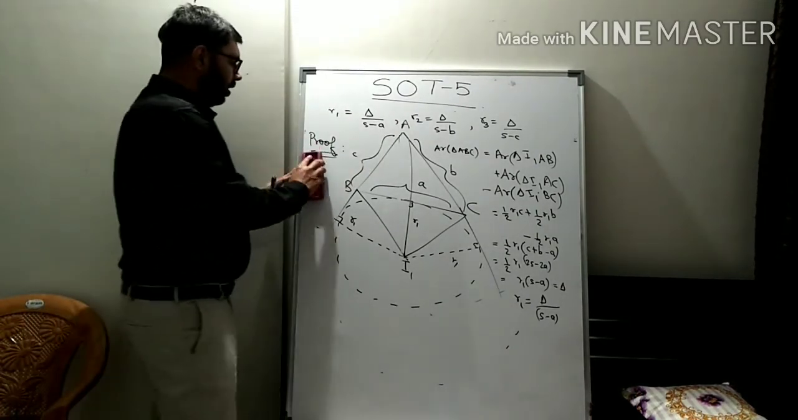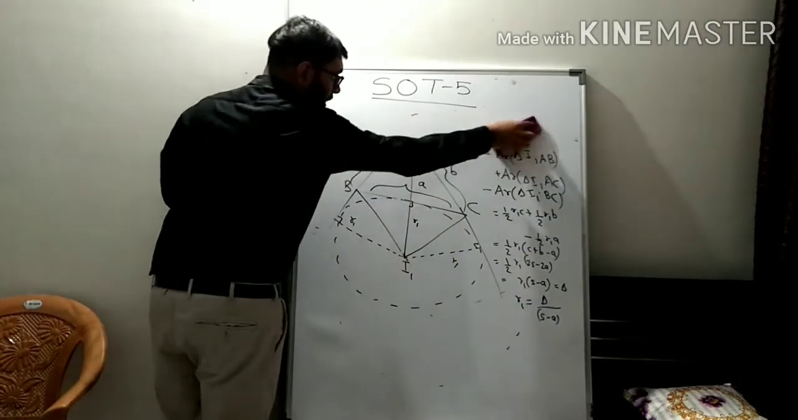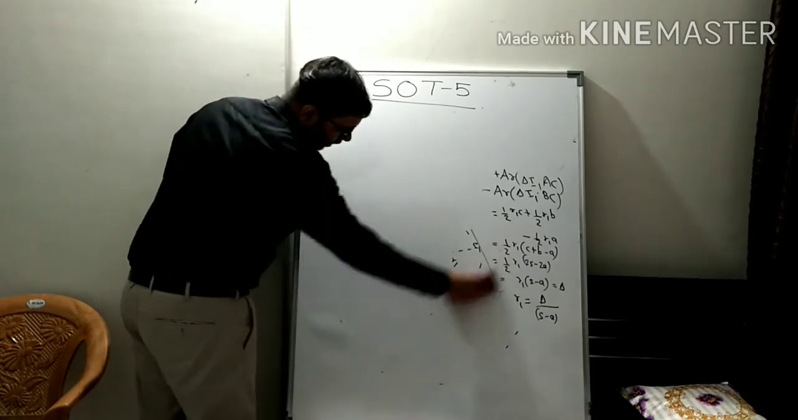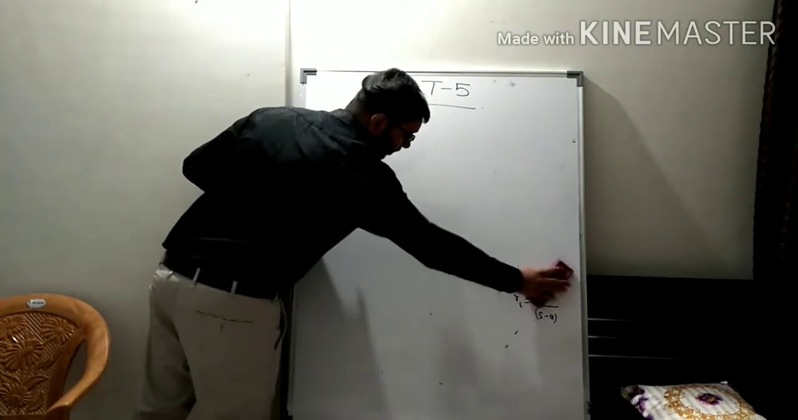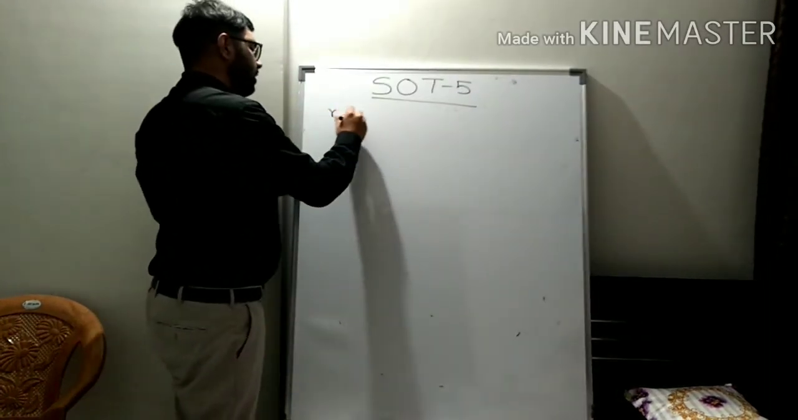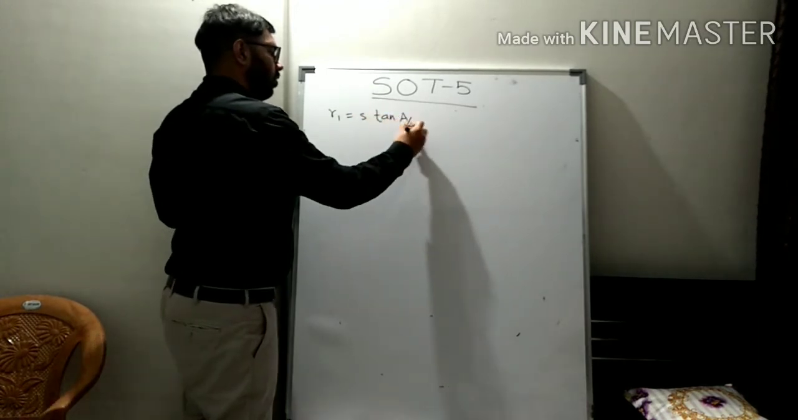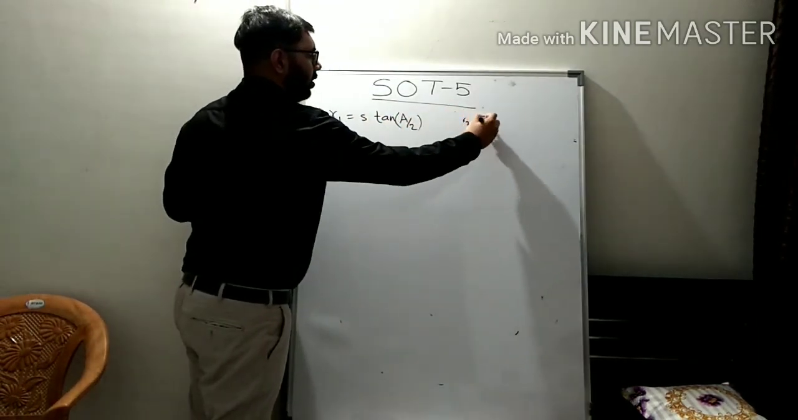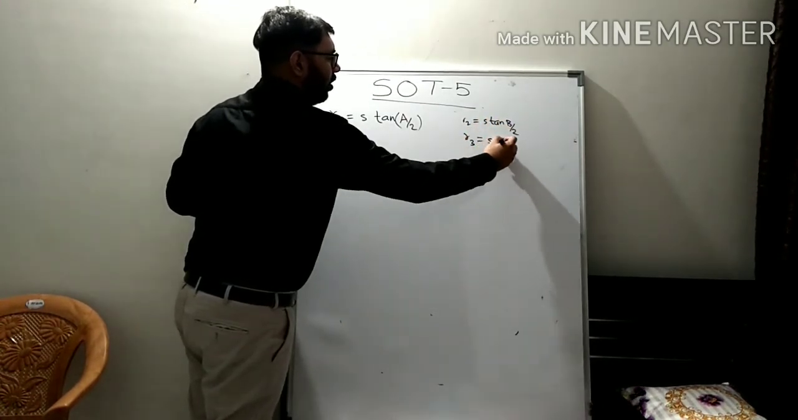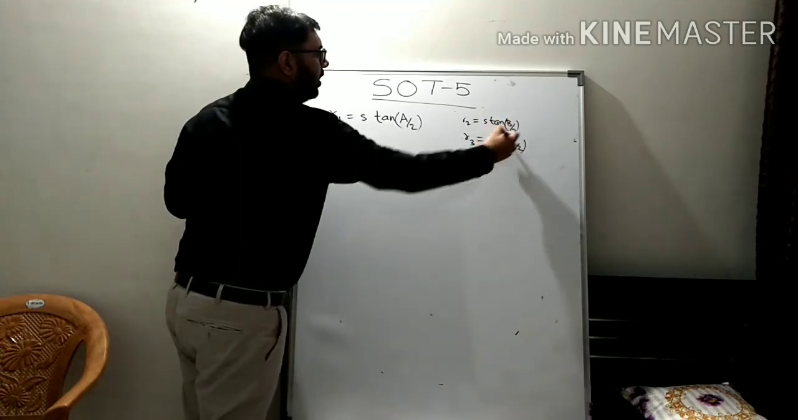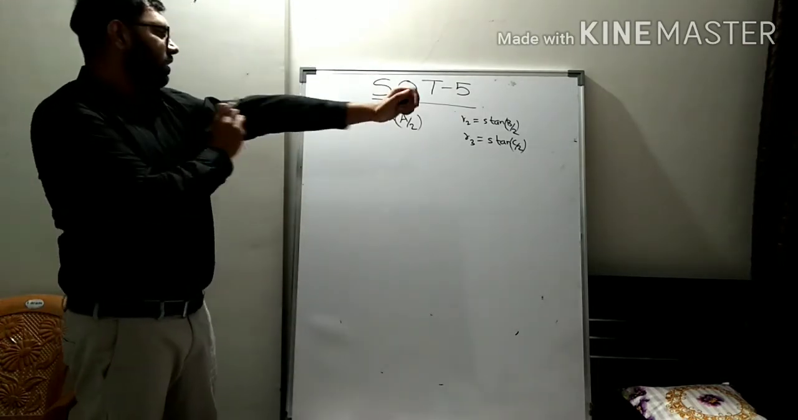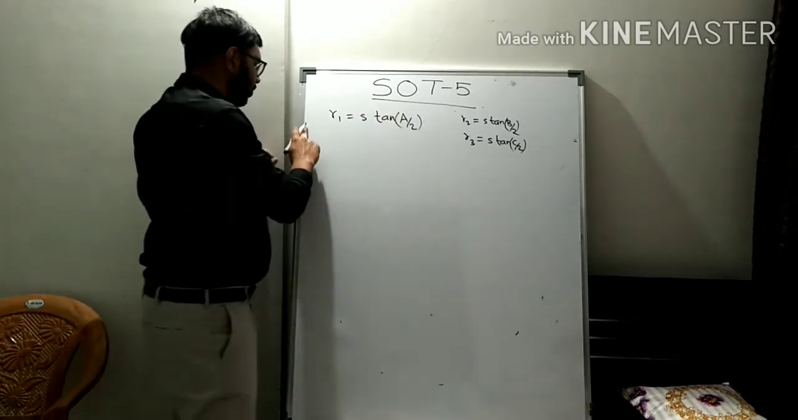Okay, now we continue ahead. There are some more formulae that we need to discuss. r1 is equal to s into tan of A by 2. Similarly, r2 is equal to s into tan of B by 2 and r3 is equal to s into tan of C by 2. But of these results, I will just prove the first result. Similarly, we can say that the other two results also can be proved.